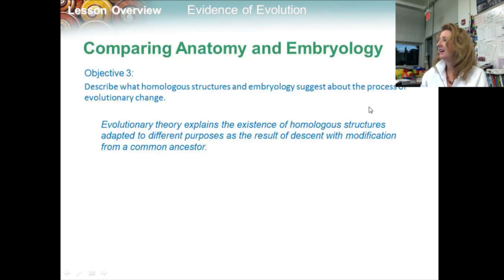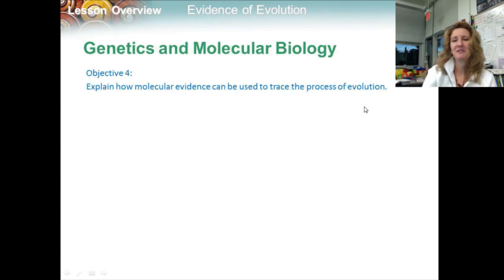All right. So objective 3, describe what homologous structures in embryology suggest about the process of evolutionary change. Evolutionary theory explains the existence of homologous structures adapted to different purposes as the result of descent with modification from common ancestors. And so does the embryological theory. All right. Moving on, objective 4, explain how molecular evidence can be used to trace the process of evolution.